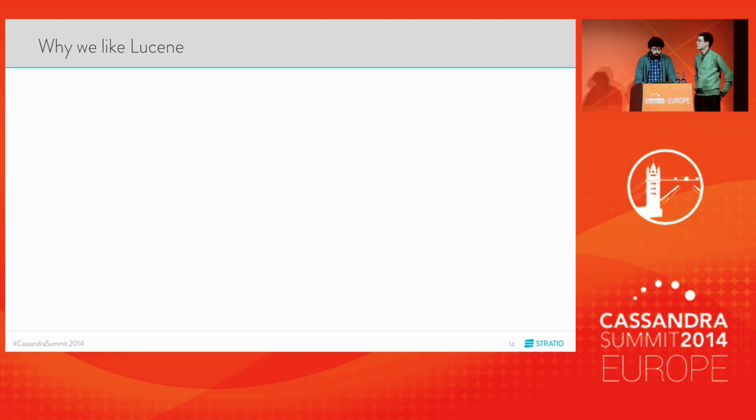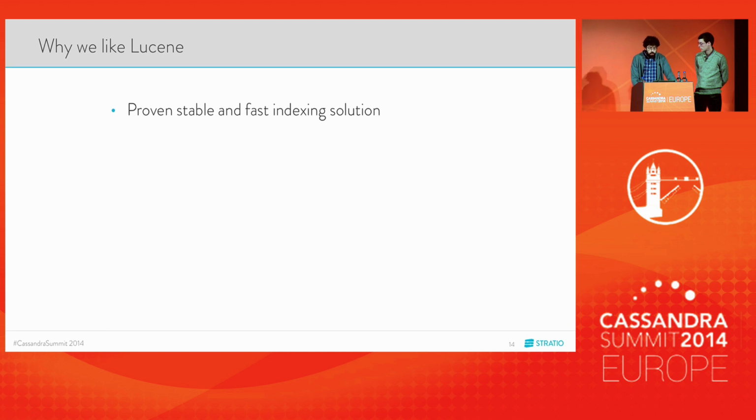So what do we like from Lucene? Well, it's a proven, stable, and fast indexing solution. It hosts all the query types we want, such as Boolean queries, range queries, and relevance search, etc. There are several successful distributed search products built on top of Lucene. And we also like that Lucene is a library and not an installable service, so we can embed it directly in the code. Additionally, it's an Apache project like Cassandra with a large user community.